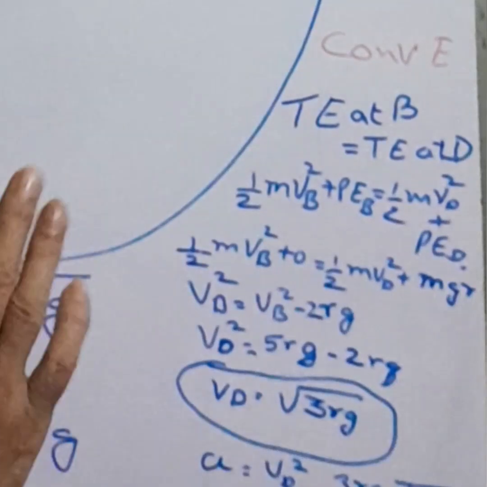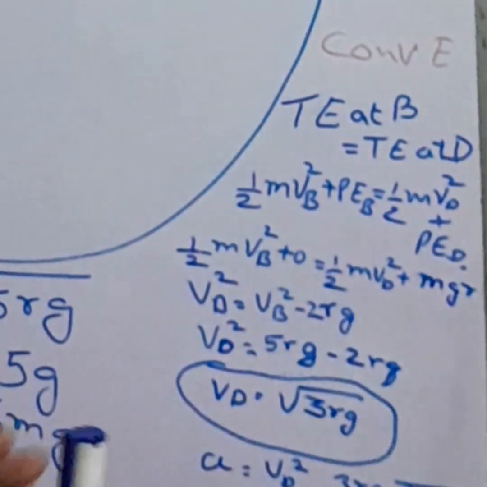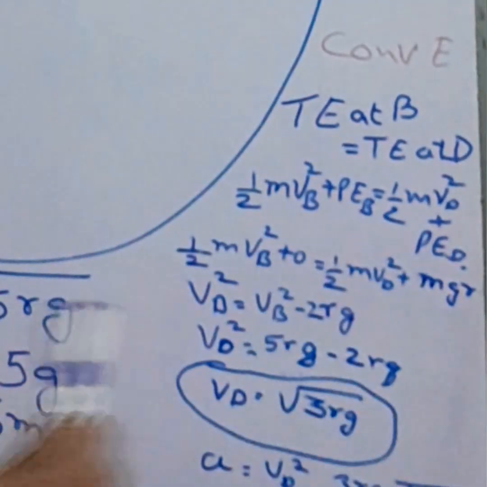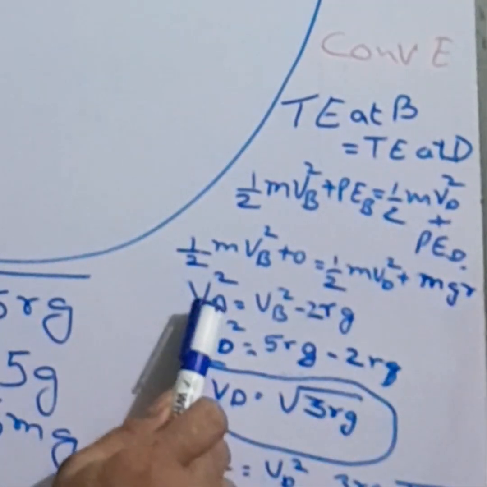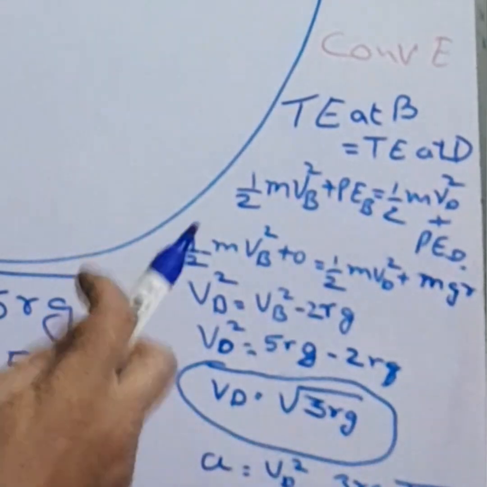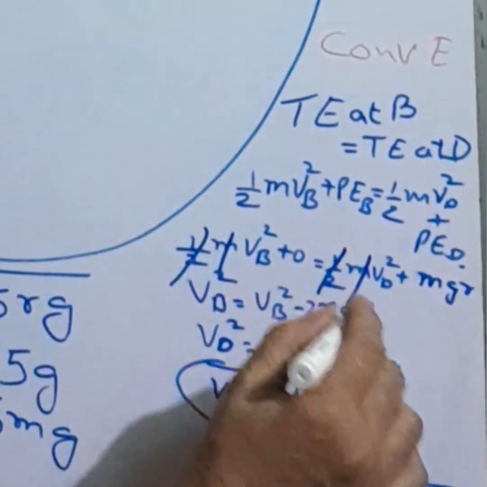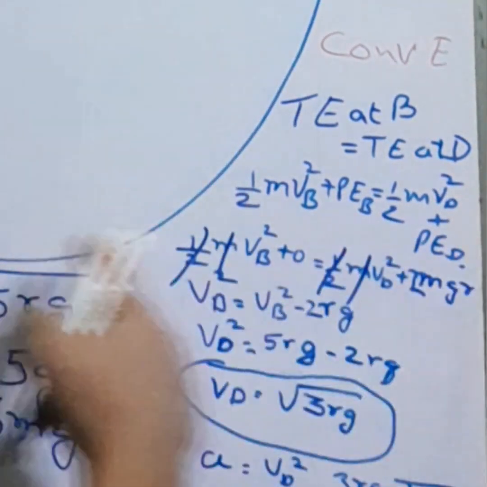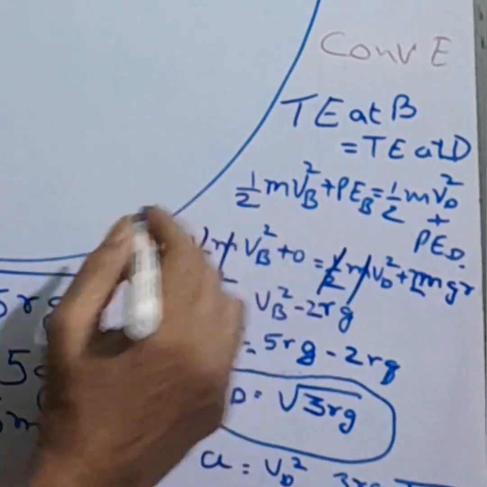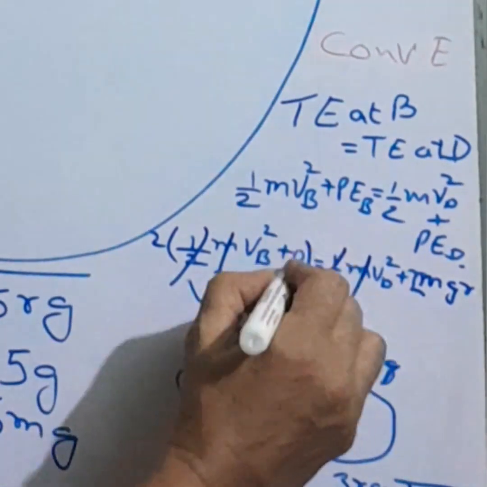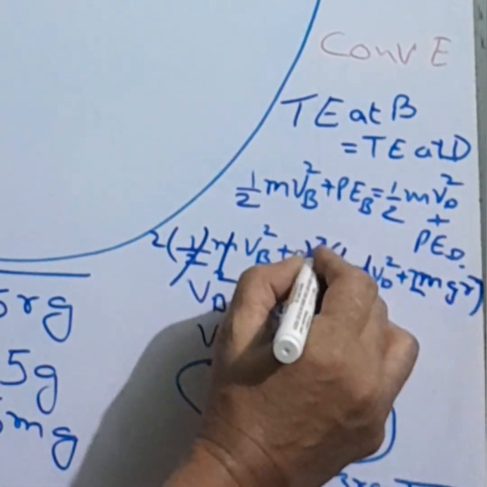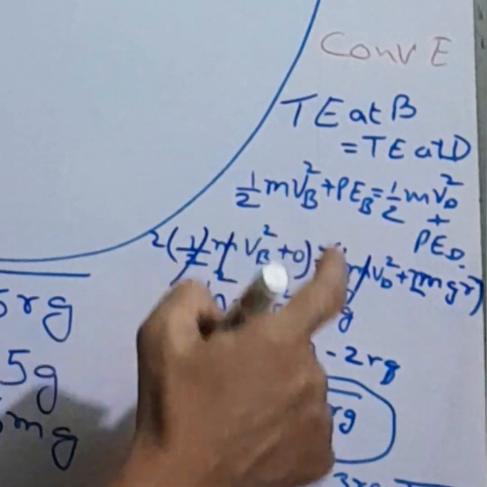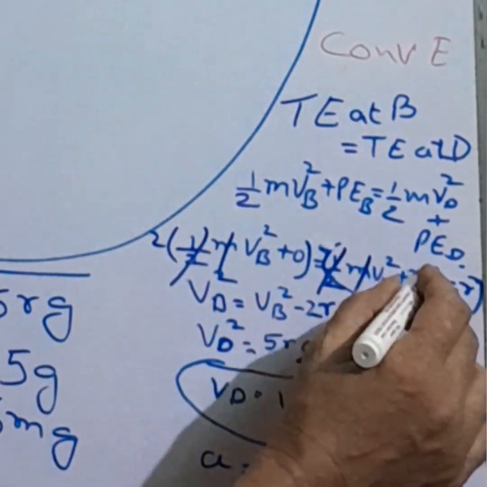So what do we do? Both the sides we multiply by 2. That's the better way of doing. So this half goes and 2 remains here. So it becomes 2mgR, and this is vD square. Here what remains, this goes, this goes, this goes, and what we end up with is 2mgR. Why? Because we multiplied throughout with 2. So this 2 disappeared, this 2 also disappeared because we multiplied with 2. I hope it's clear. All right, so we got 2mgR, and then m is common everywhere, so m gets cancelled.